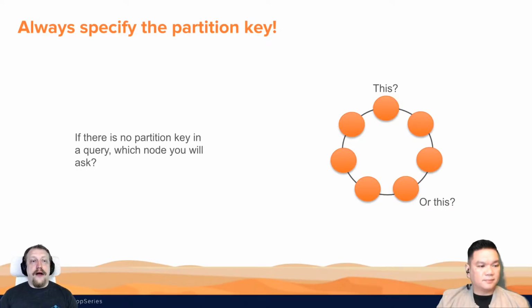Now, we always have to specify the partition key. Why? As I said before, if there is no partition key in a query, which node will you ask? You don't know, so you have to ask every node in the cluster. It's called a full cluster scan, and you do want to avoid a full cluster scan. As long as you have 3 servers, 5 servers, 7 servers, it's not so deadly.